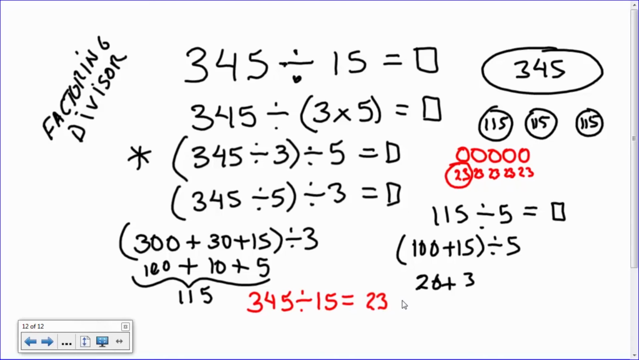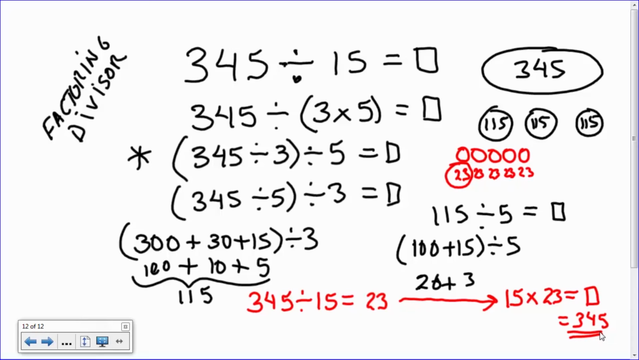And remember, I can check and make sure this is correct, because 15, which is the number of groups, times the size of each group, which is 23, when I do that calculation by any one of the computational strategies you've learned for multiplication, I better get back to the original size of the dividend set, which means I better get back to 345. So the question is, do you? So that strategy is called factoring the divisor.